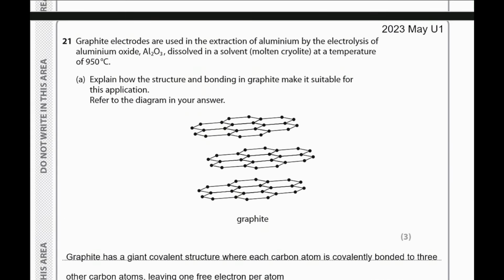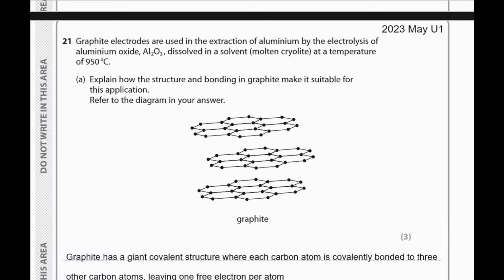Now, moving on to the next part of our question. Again, graphite electrodes are used in the extraction. They told you to explain how the structure and bonding in graphite make it suitable for this application, and you need to refer to the diagram in your answer.